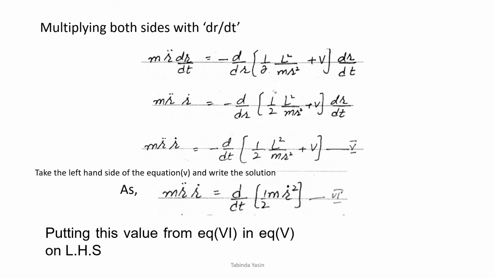Putting this value from equation number 6 in equation number 5 on the left hand side, the equation becomes d by dt into 1 over 2 m r dot square is equal to minus d by dt into 1 over 2 L square over m r square plus V. That is the equation by putting the value of m r double dot r dot. Till here you can note down the steps. I give you a few seconds to note it.